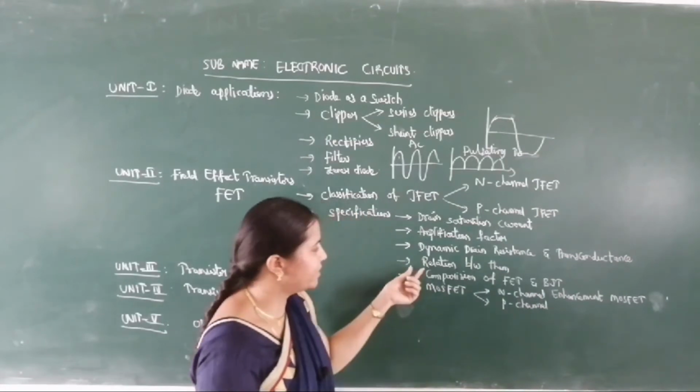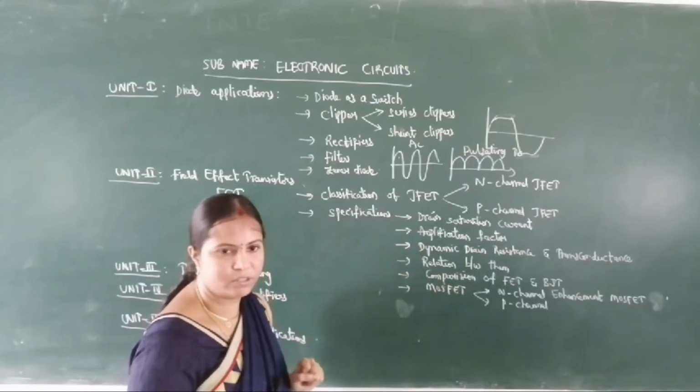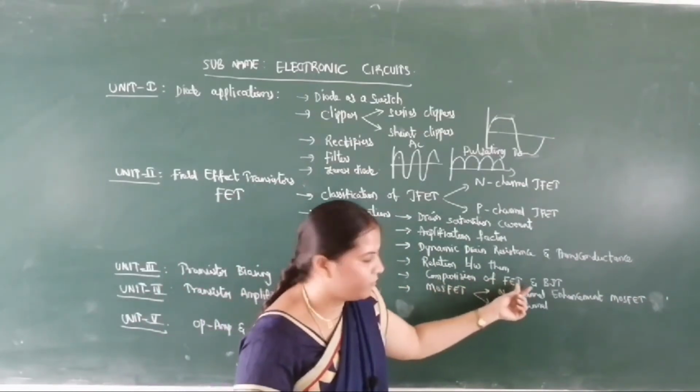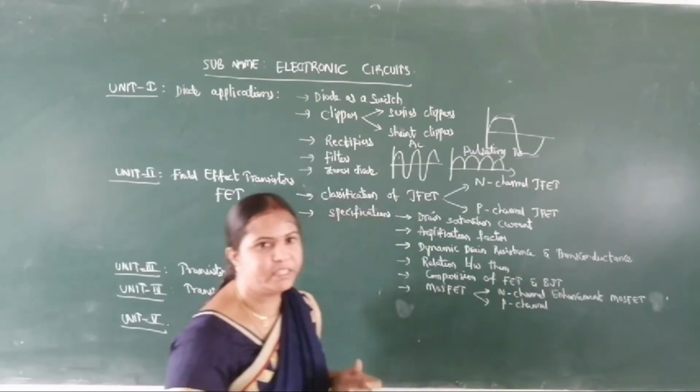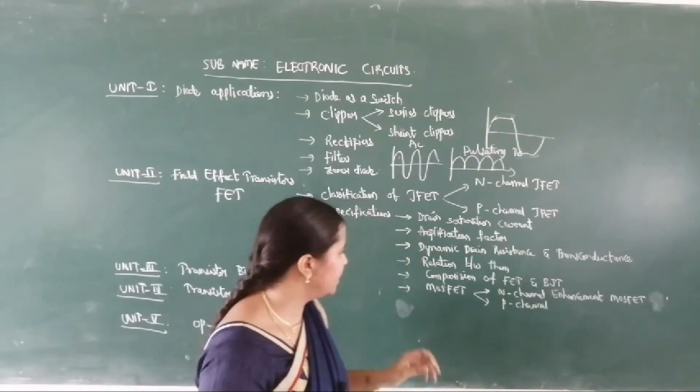And we are going to the derivation: what is the relationship between these specifications? And the next topic is the comparison of FET and BJT. FET is nothing but field effect transistor. BJT is nothing but bipolar junction transistor.